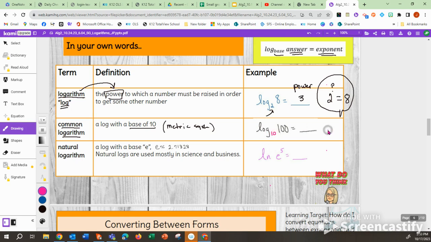So this problem is saying 10 to what power is equal to 100. 10 to what power is equal to 100. That's what you're thinking. And that's going to be 2. 10 to the second power is 100.